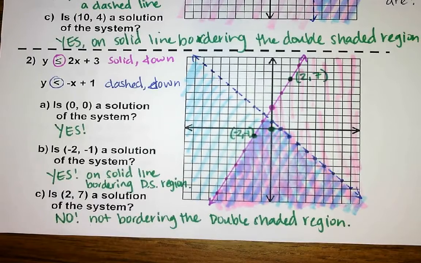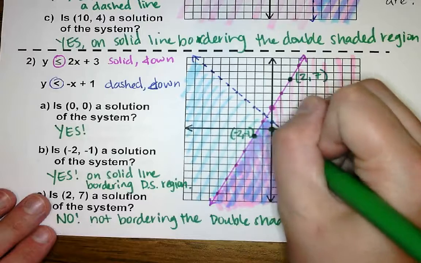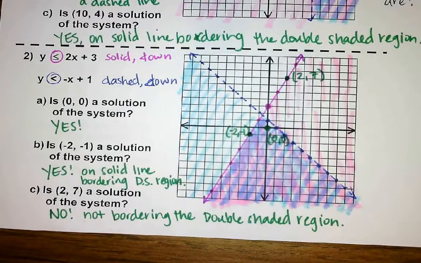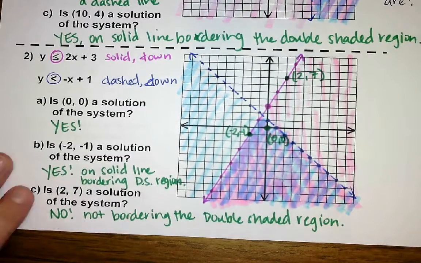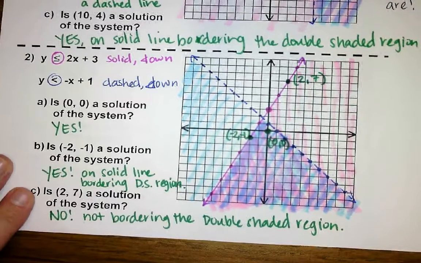Oh. So 0, 0 is because it's literally inside. All right? But it can be next to it on a solid line. If it's next to it on a dashed line, it's still not a solution. But it has to be next to it on a solid line. Are you comfortable with that? Awesome.